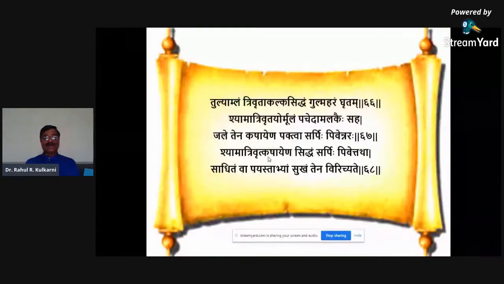ततः साधितम वा पयस्ताभ्याम सुखम तेन विरेचेत. Or the ghruta or the kshira prepared with trivrut or shyama trivrut churna is also sukha virechaka. So here, the ghruta and kshira being prepared can be understood as being administered in vata anubandhi or vata associated conditions, where they will pacify vata along with virechana karma.